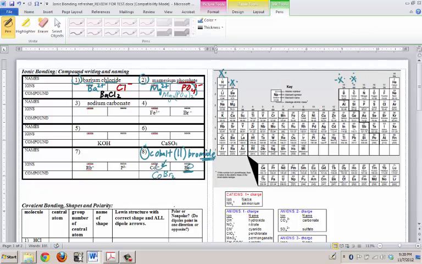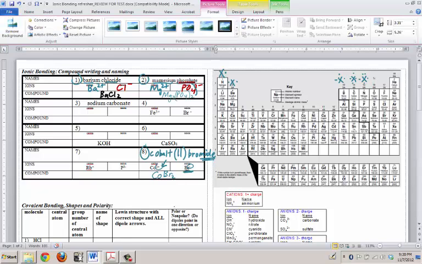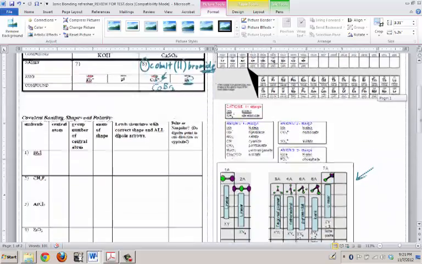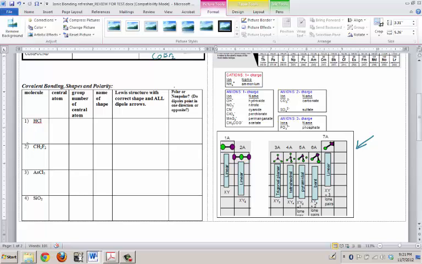Carbon's 4 dots. Column 5, you have 3 single dots. Column 6, you have 2 lone pairs and 2 single dots. And then column 7, the halogens, 3 lone pairs, 1 single dot. Okay. We'll take a look at a couple of these. Number 2 and number 3.